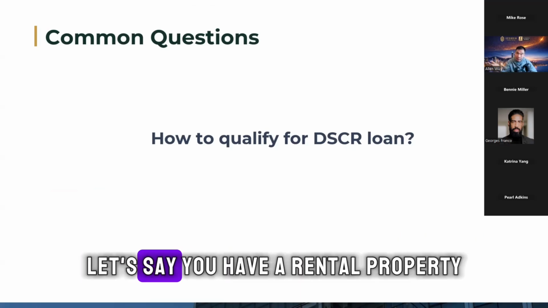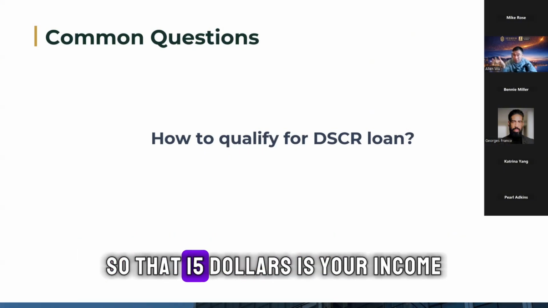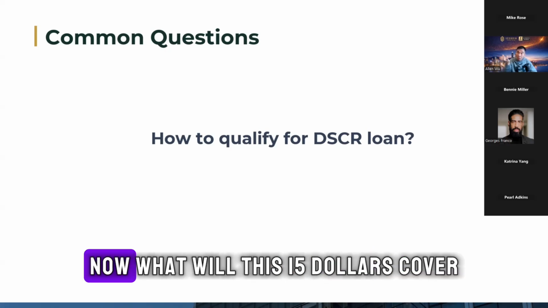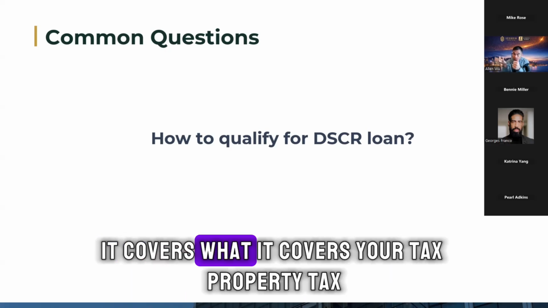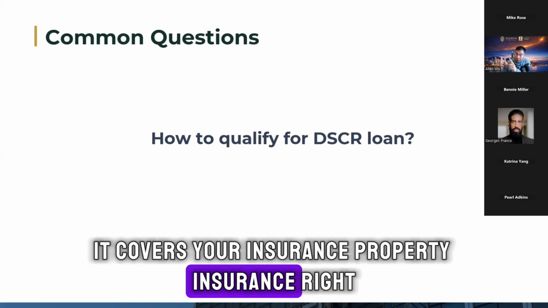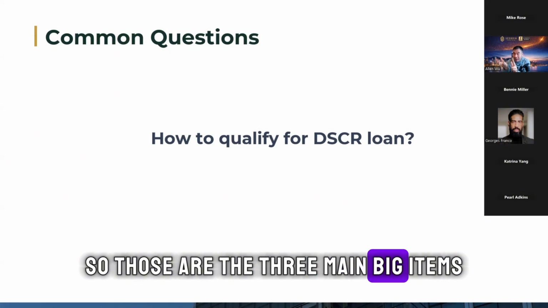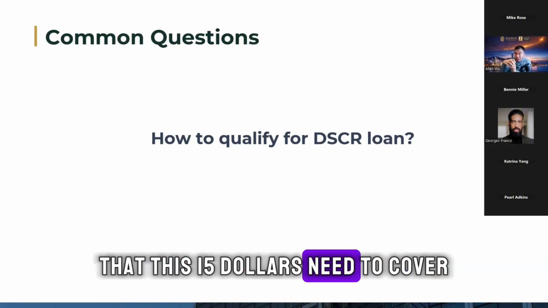Let's say you have a rental property that is generating $1,500 a month. So that $1,500 is your income. Now, what will this $1,500 cover? It covers your property tax. It covers your property insurance, right? It covers your mortgage. Okay, so those are the three main big items that this $1,500 needs to cover.